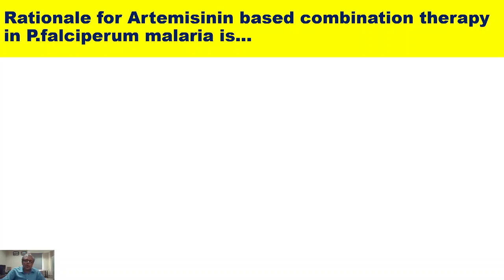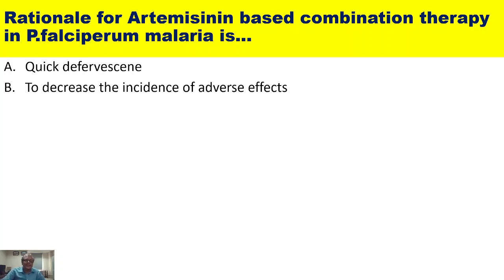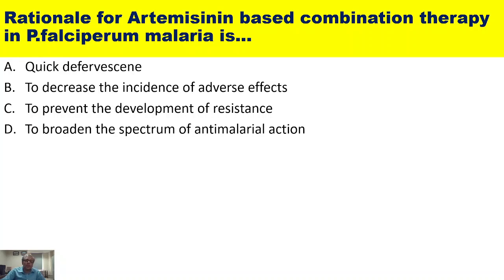Now what can be the reason? The options are: first, quick improvement, which means that the improvement in the clinical symptoms is very quick. Second is to decrease the incidence of adverse effects. Third is to prevent the development of resistance. Fourth, to broaden the spectrum of anti-malarial action, and E, all of the above. Now if you just look at the options, each option has some advantage, so by mistake you can select E, all of the above.